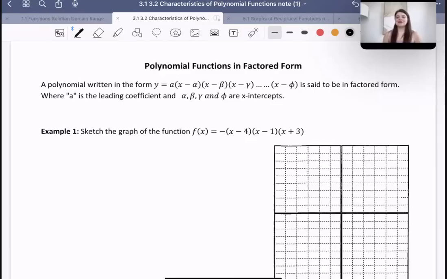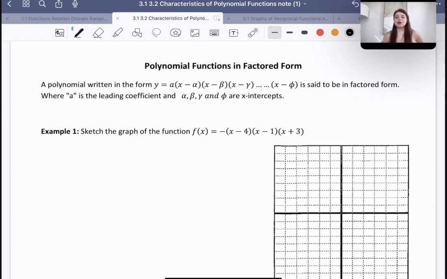Hello, everyone. Welcome back. Today, I'm going to be talking about polynomial functions in factored form. Last day, we talked about just some general rules about polynomials, but we're going to actually be able to graph them when we have factored form.